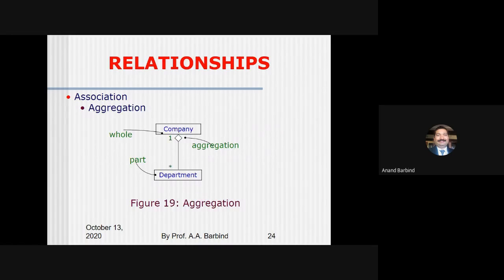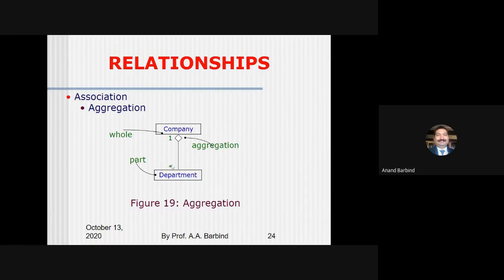Then aggregation is one of the important specializations of association. There can be an association between two different classes, and this association is such that one class is the part and another class is the whole. For example, there is a class company and there is another class, department.